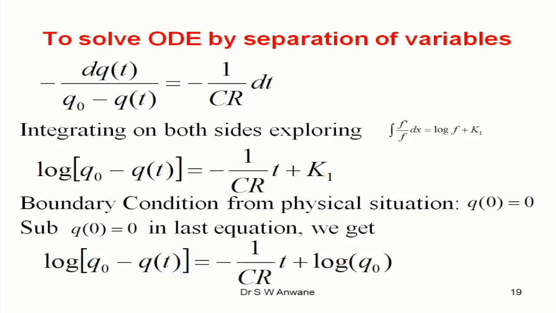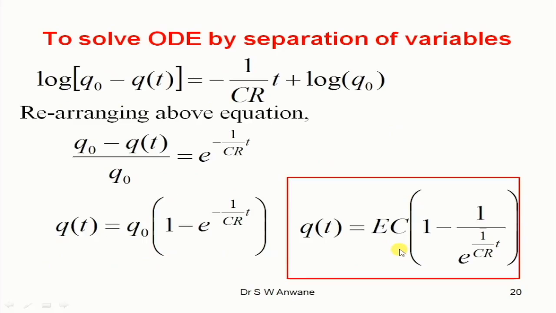By substituting this boundary condition in this equation, we can obtain k, and k appears to be log of q0, because charge is 0, time is 0, and only log of q0 is a non-vanishing component in this equation. By substituting that k1 we get the last equation appearing on the screen. Then we have to collect the terms together for q of t on the left hand side, as that is the quantity we want to know, and a simple mathematical rearrangement leads to the last equation: q0 inside bracket 1 minus e to the power minus t upon RC.